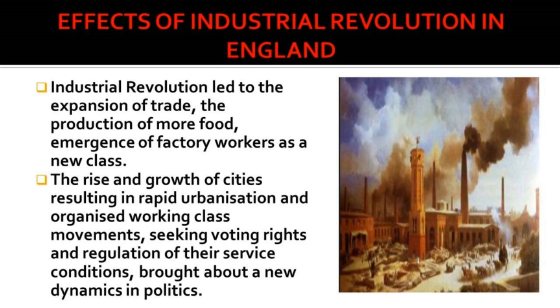Effects of Industrial Revolution in England. The Industrial Revolution led to the expansion of trade, the production of more food, the emergence of factory workers as a new class, the rise and growth of cities, resulting in rapid urbanization, and organized working class movements seeking voting rights and regulation of their service conditions, which brought about a new dynamics in politics.